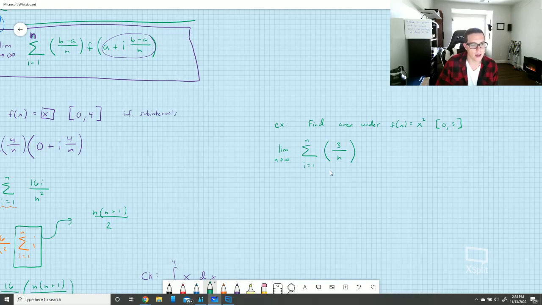And then now you've got to plug this into the function. So 0 plus 3i over n into my function, which is x squared. So in this case, we're going to end up with a squared. So 3i over n squared in this case. Okay. Now we've got a little bit of work to do. We're going to have to multiply it out.